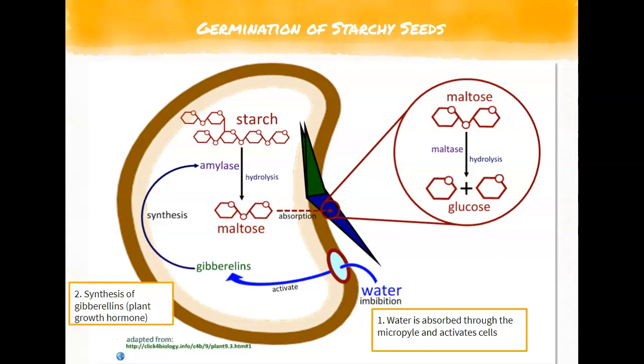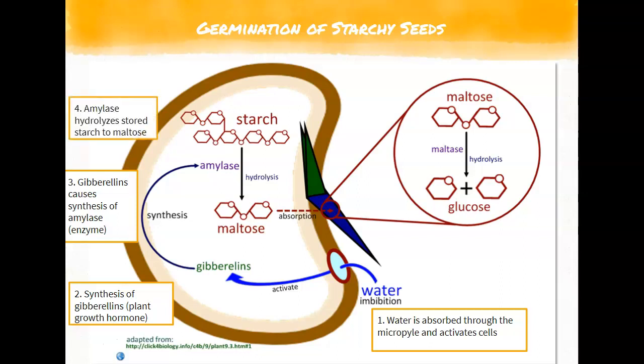gibberellins has become synthesized, right? The synthesis of gibberellins happens. We kind of talked about this when we talked about auxin in the last video, but gibberellins is just a plant growth hormone. So water comes in, gibberellins is synthesized. Once that gets synthesized, it causes the synthesis of amylase. Amylase is an enzyme, and once amylase is synthesized, then it breaks down the stored starch.